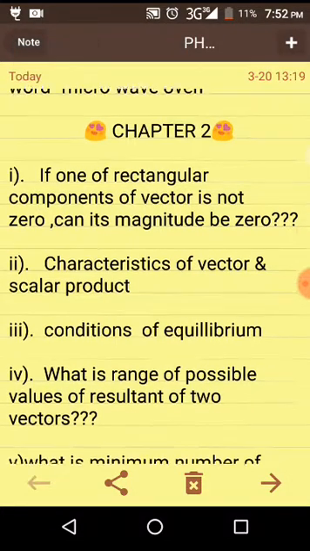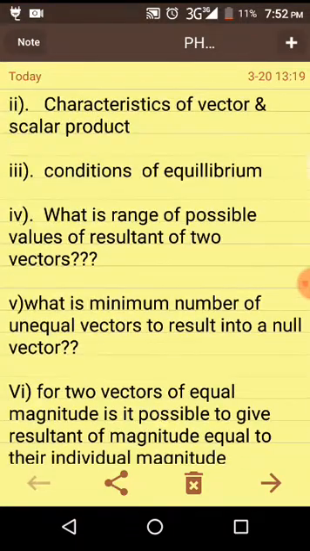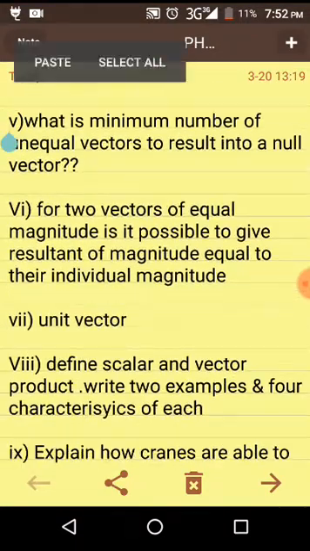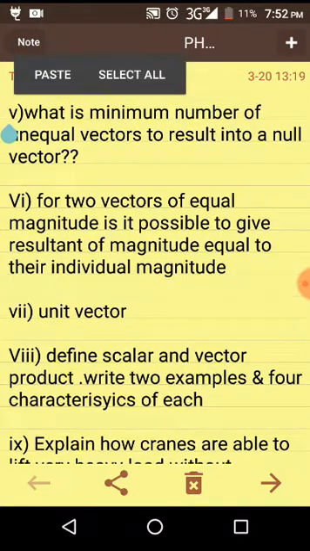Now there is chapter number 2. Chapter number 2, question number 1. If one of rectangular components of vector is not 0, can its magnitude be 0? Number 2. Characteristics of vector and scalar product. Number 3. Conditions of equilibrium. Number 4. What is range of possible values of resultant of two vectors? Number 5. What is minimum number of unequal vectors to result into a null vector?